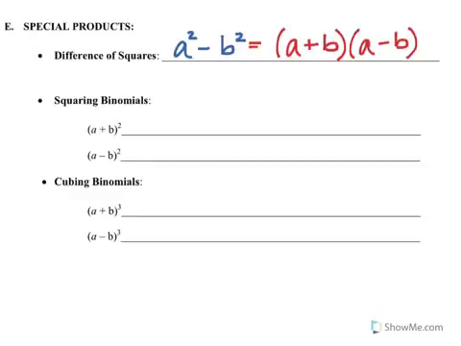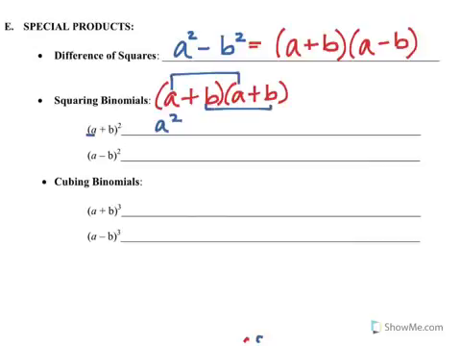For squaring binomials, remember to square a binomial is just to multiply it by itself. So a plus b times a plus b. We can go the long way and we can FOIL, or we can learn that when you do this process, the first number gets squared, right? A times a. The last number gets squared, b times b, and the middle number is the product of these, right? AB and AB. So you get 2AB.